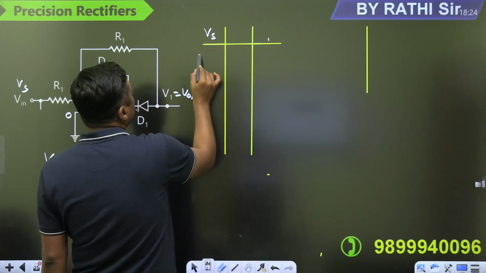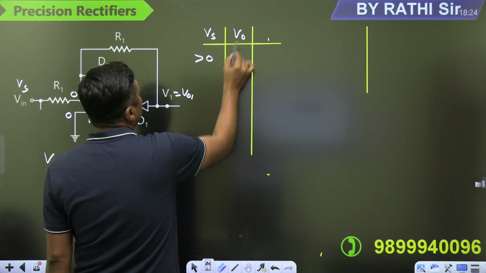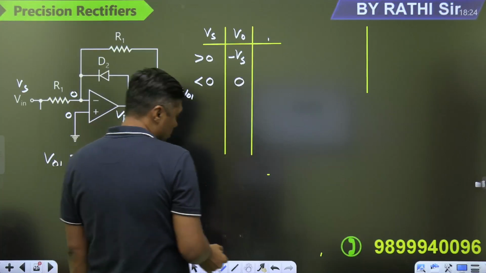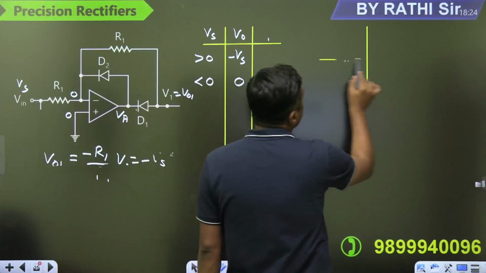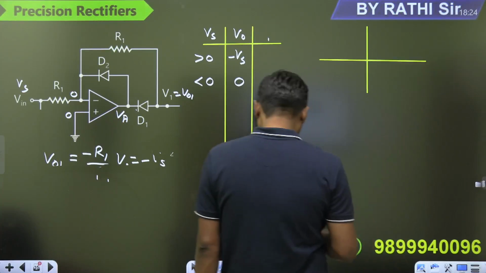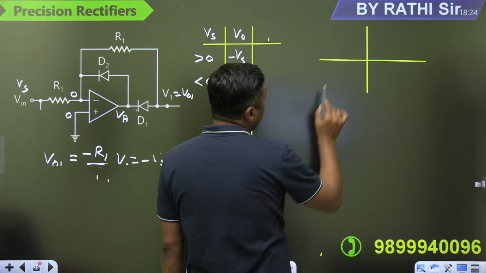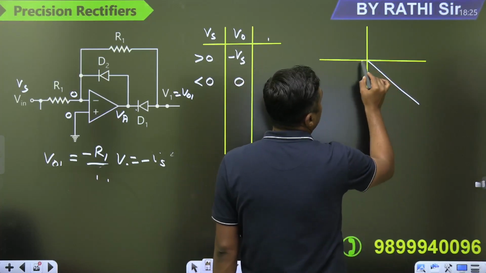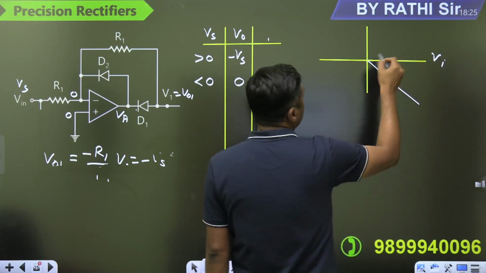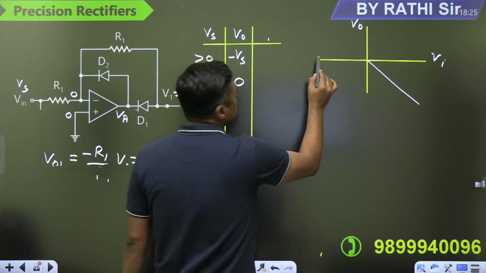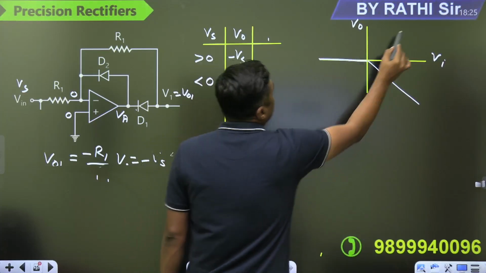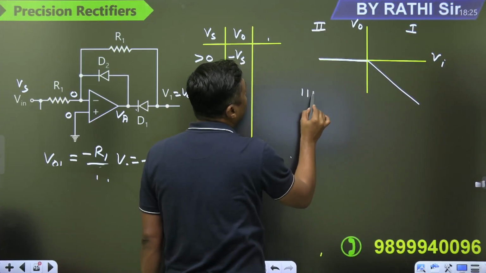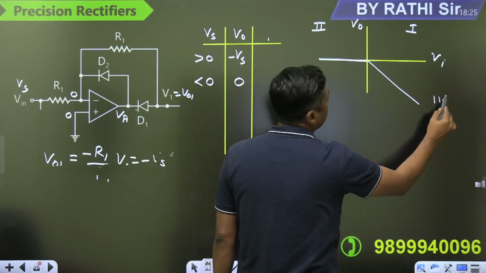When Vs is greater than 0, what is V0? Minus Vs. When the input is less than 0, what is the output? 0. What is the transfer curve here? When the input is positive, the output is negative, like this. This is Vi. When the input is negative, the output is 0. So the transfer curve will exist in which quadrant? Fourth quadrant.